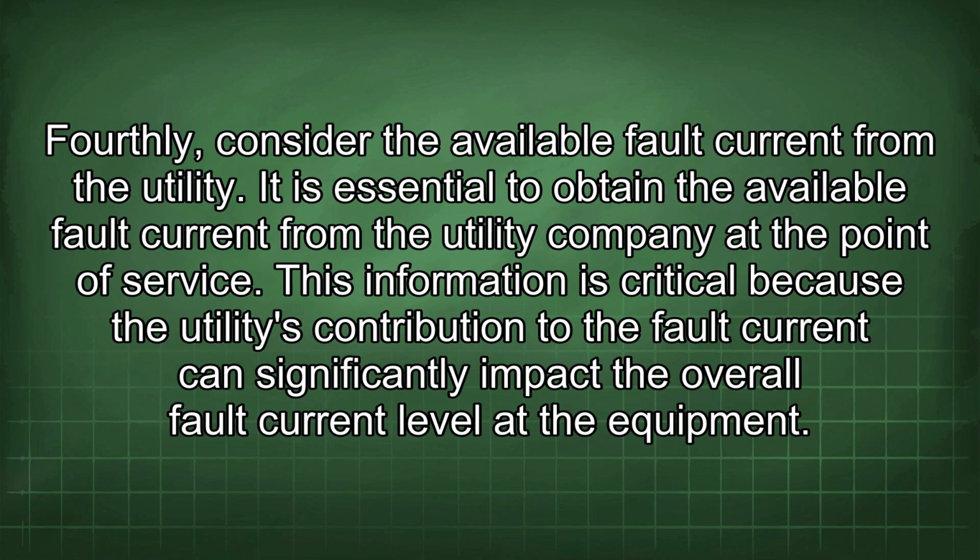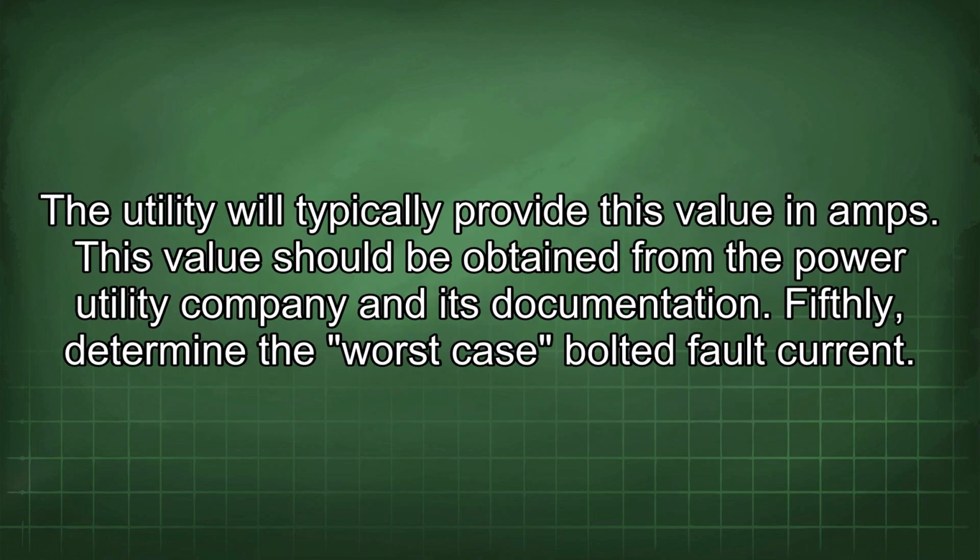Fourthly, consider the available fault current from the utility. It is essential to obtain the available fault current from the utility company at the point of service. This information is critical because the utility's contribution to the fault current can significantly impact the overall fault current level at the equipment. The utility will typically provide this value in amps. This value should be obtained from the power utility company and its documentation.